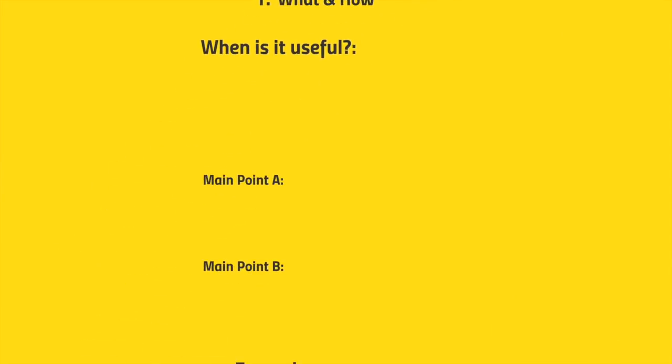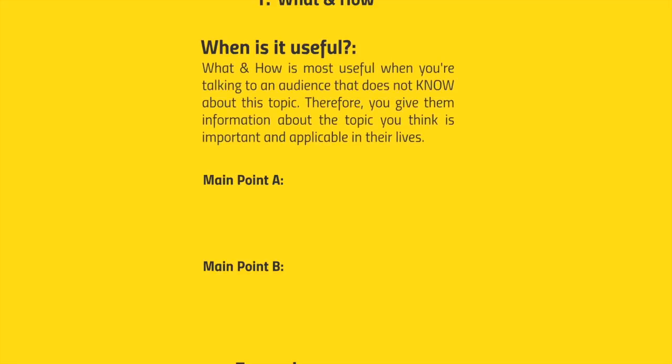All right, so the first way is the what and how. When you look at this, I want you to think about what being main point A and how being main point B, okay? Because this is going to make sense in just a second. All right, so when is this useful? Well, a what and how organizational format is most useful when you're talking to an audience that does not understand or know about the topic you're going to share with them.